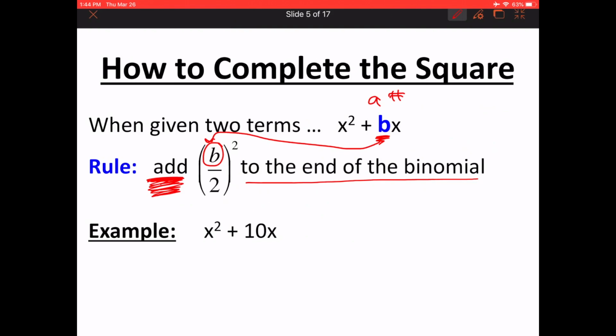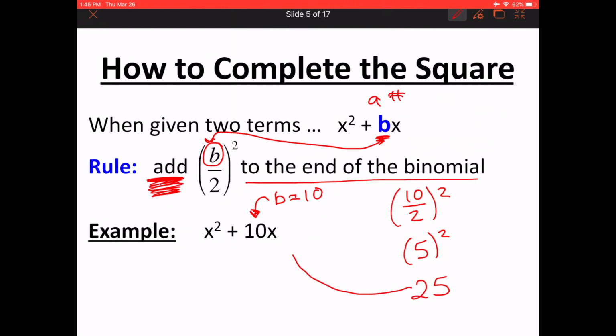So let's take a look at our example here. X squared plus 10x. So what I have for b is the number 10. So let me apply that to my rule. I'm going to take b divided by 2, so I'm going to take 10 divided by 2 and square it. Now 10 divided by 2 is 5, and 5 squared is 25. So what do I do with that 25? I add it, notice we always add, to the end of my binomial, and there is my perfect square trinomial. So what we have just done, guys, is we just completed the square. In order to complete the square, we add 25 to the end.